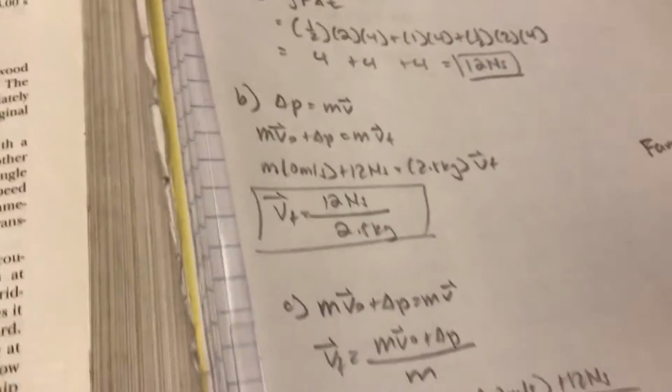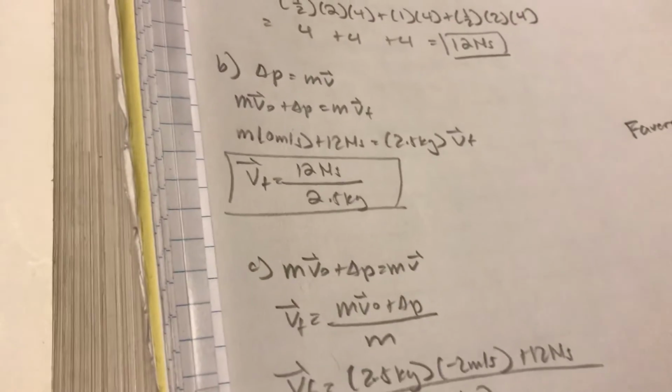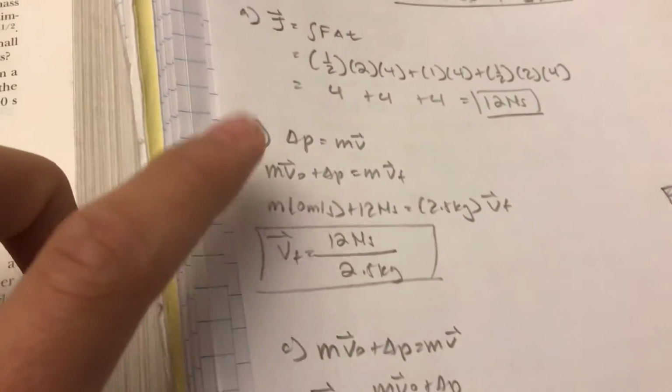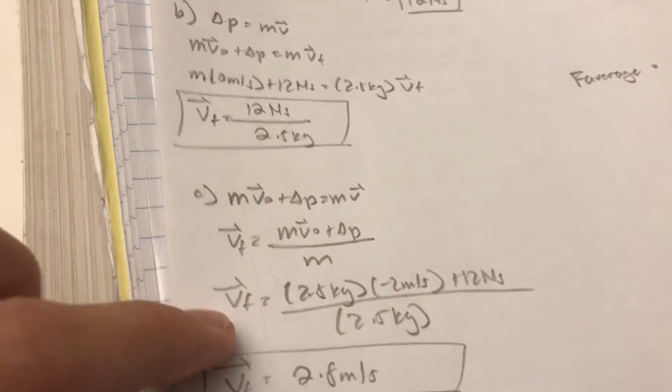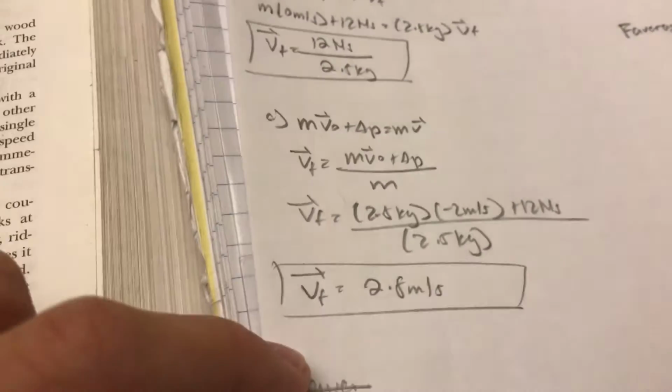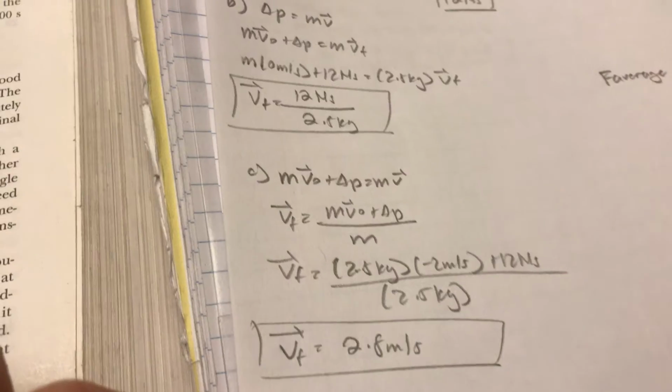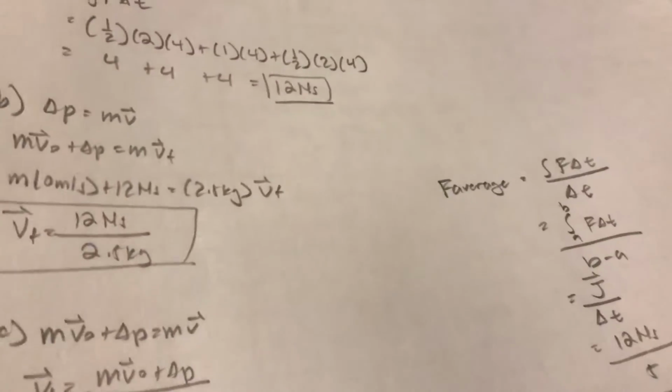For C, it's basically the same thing. You use the same formula, except this time the initial momentum does not go to 0, so you really have to substitute all the known values in, and if you do that, you get the final velocity of 2.8 meters per second. And finally, for D, it asks you for the average force.